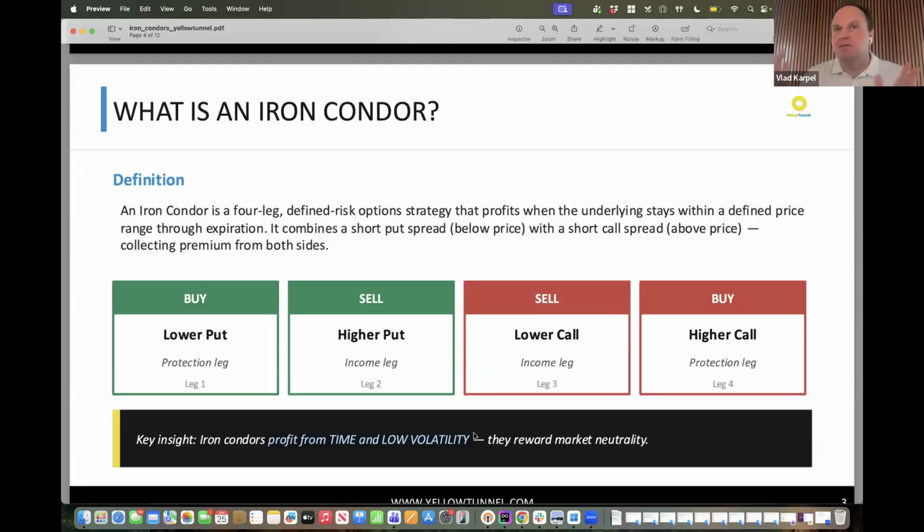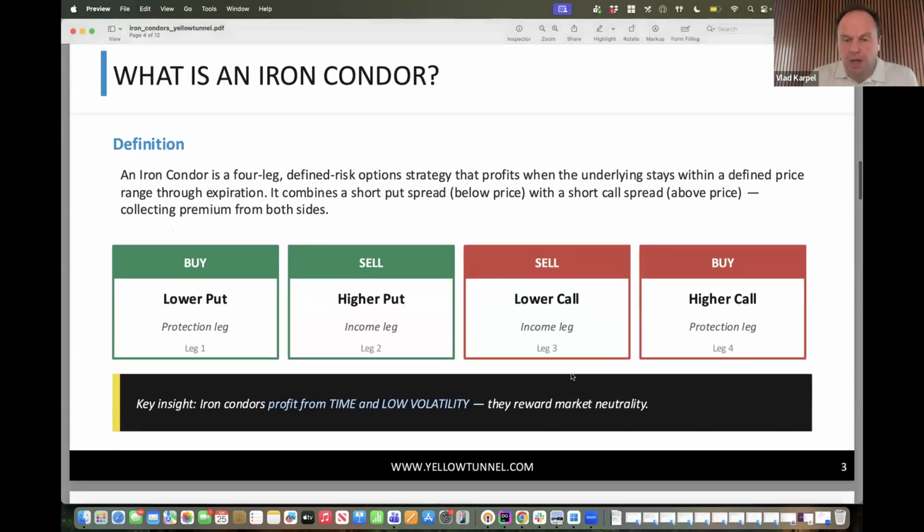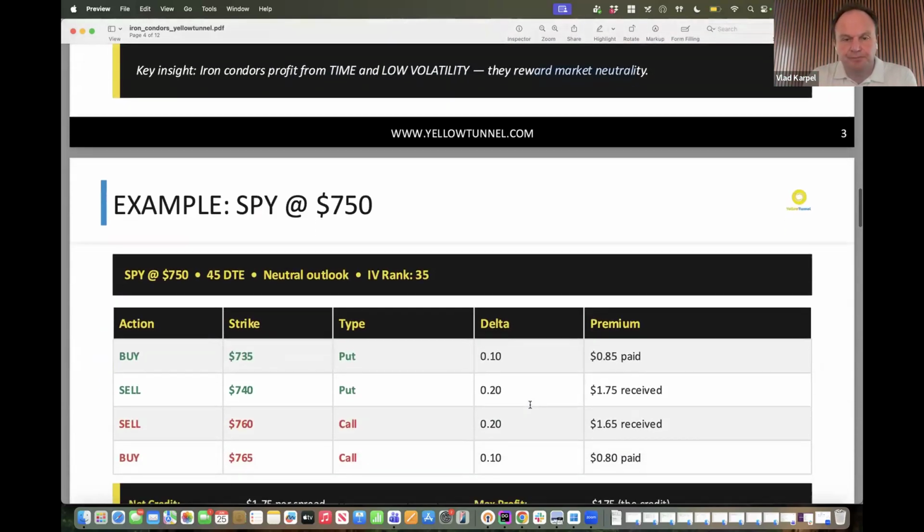Maybe it's 700 to 760, maybe it's 730 to 770, whatever the range is based on your level. You want the market to stay in either the same volatility or low volatility, and you profit from time decay, because in both cases you're selling out of the money options. So an iron condor, in summary, rewards market neutrality.